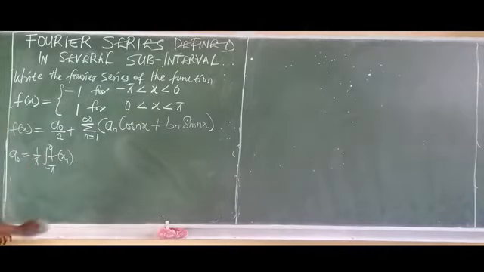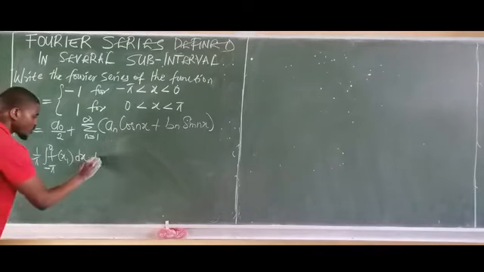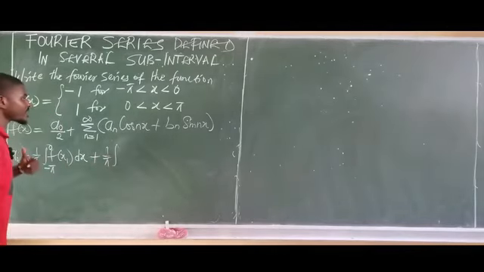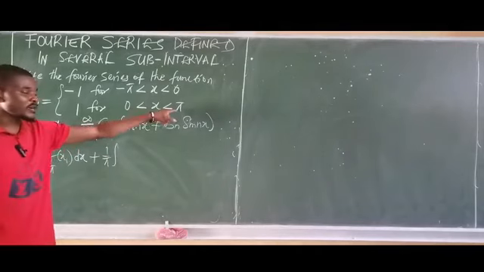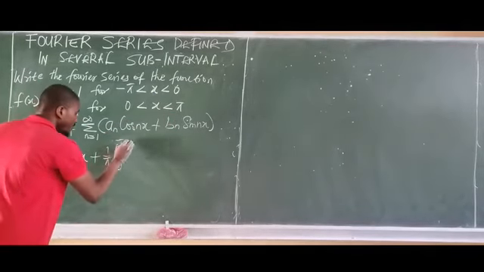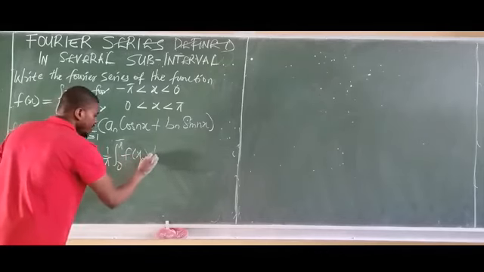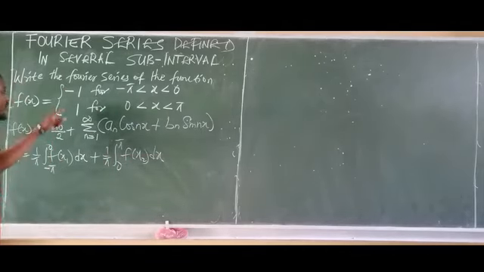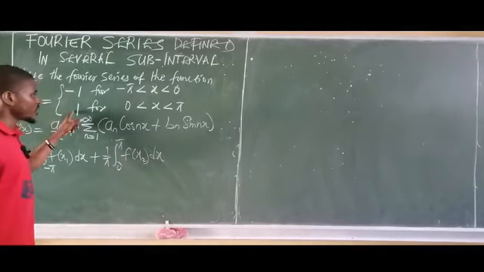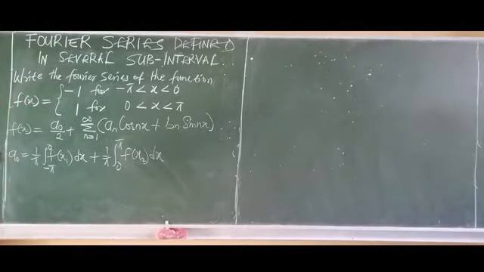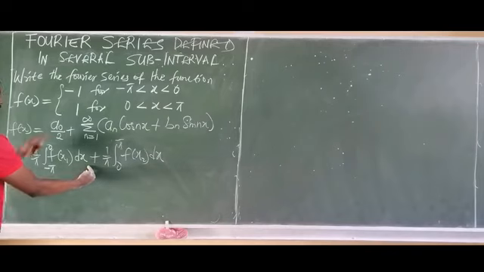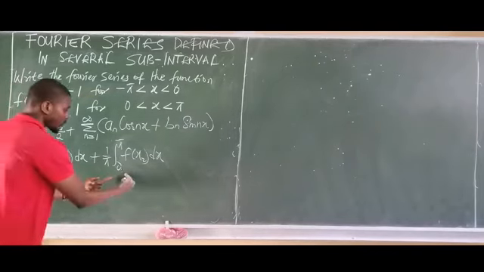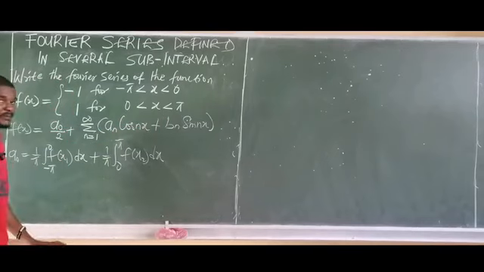So this is the very first thing to do, f of x1 dx, plus 1 all over pi integral. The second limit is from 0 to pi, so from 0 to pi, f of x2 dx, where f of x1 means the very first function and f of x2 is the second function. Whenever you have functions outlined in different subintervals, all you need to do is find the Fourier constant at each of these intervals and add them all up together. So this is the Fourier constant a naught for the first interval, and this is a naught for the second interval from 0 to pi. It's as simple as this.